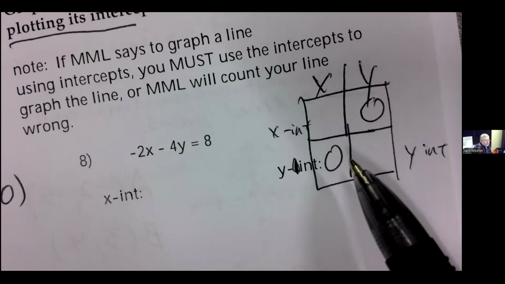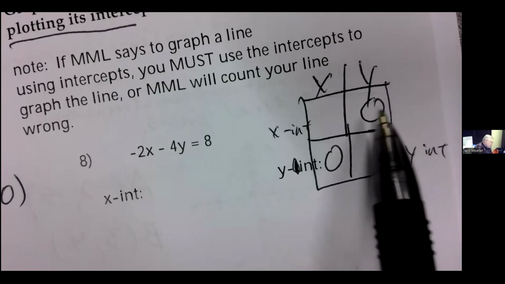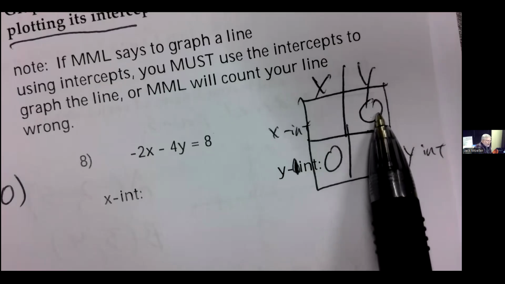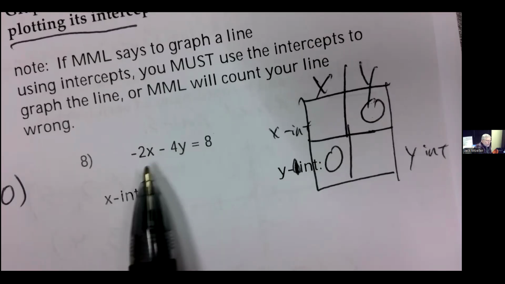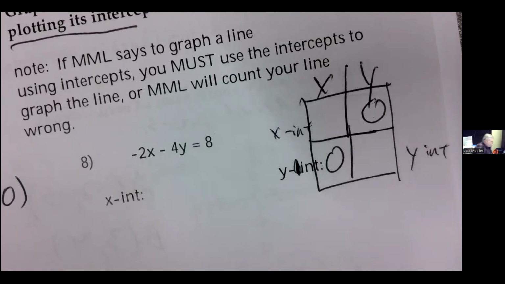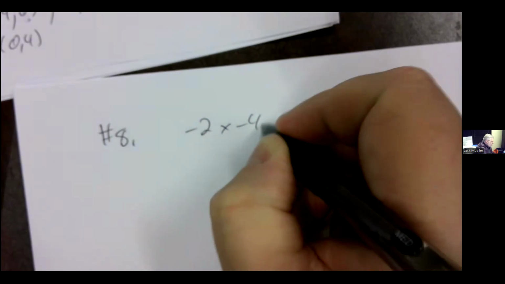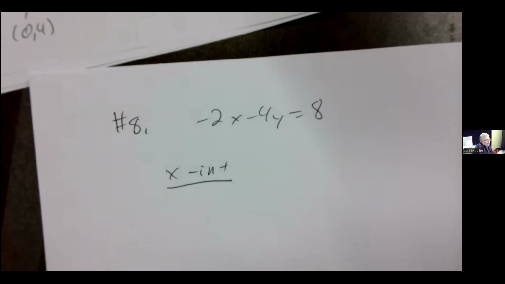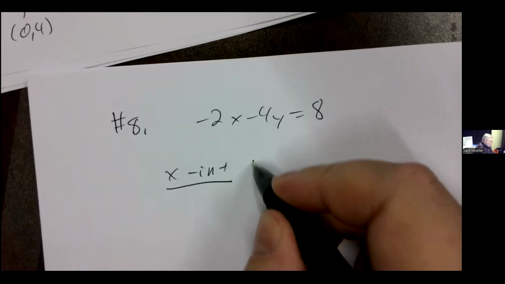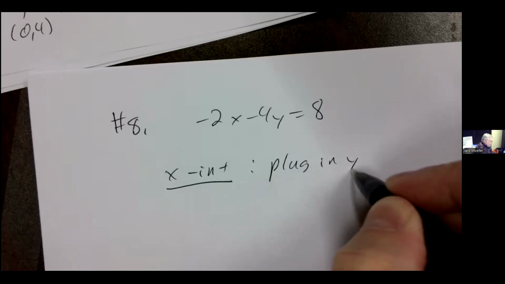So how do we get those numbers? This is where you have to know that for x-intercepts y is equal to 0, or you can't get started. What we do is go to our equation, plug in y equals 0, and solve for x. We'll do number 8. We have negative 2x minus 4y equals 8. Right now I'm looking for the x-intercept. The first step is to plug in y equals 0.